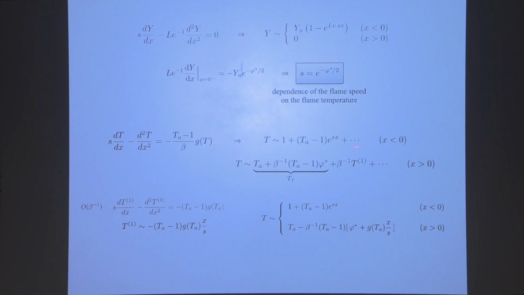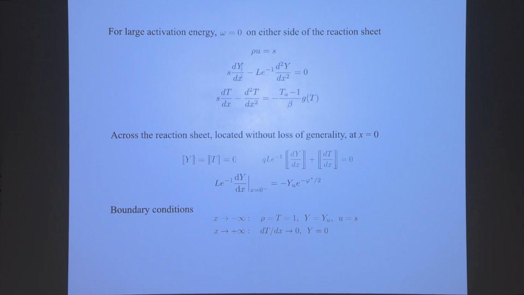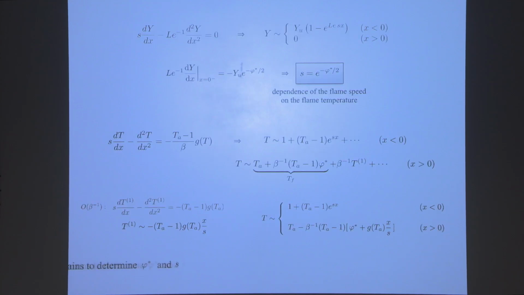And we need to compute that T1. Why do we need to compute that T1? Because one of those jump relations before here include the jump in the temperature, okay? And that requires going to that order to determine the jump in, or at least the gradient in the burn side. So here we go to T1.